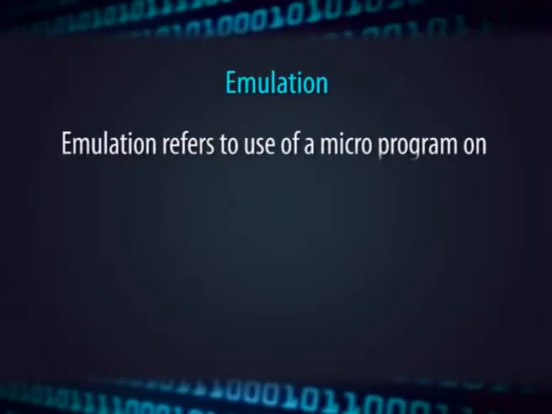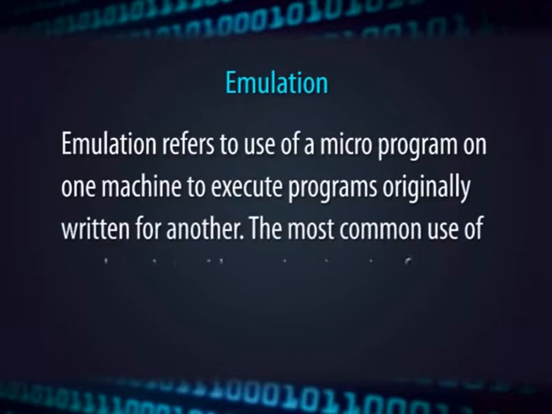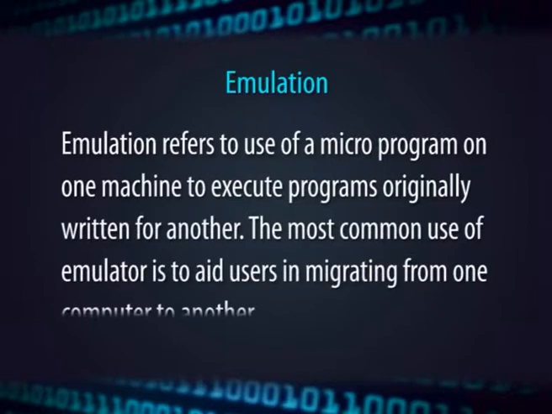The emulation refers to the use of microprogram on one machine to execute the program which was originally written for another machine. The most common use of the emulator is to aid users in migrating from one computer to another. Imagine a user has invested millions of dollars in development of software in a particular computer, and now another computer has come which is considered faster.